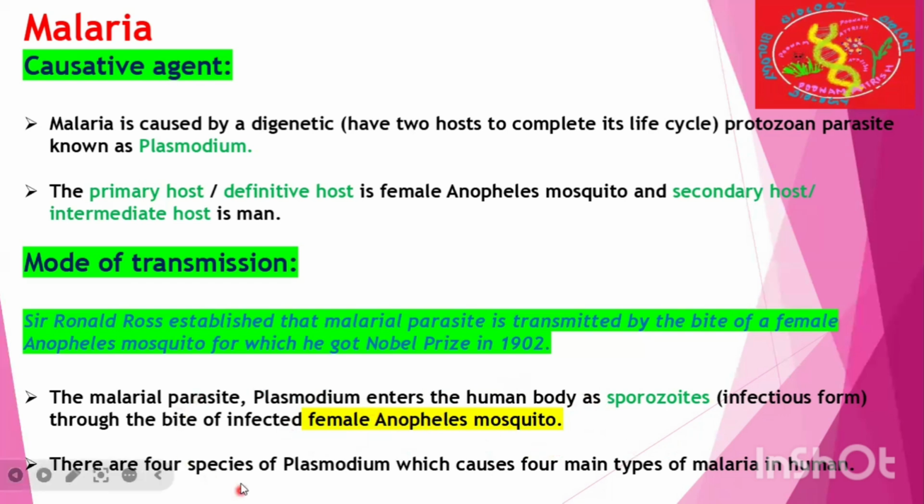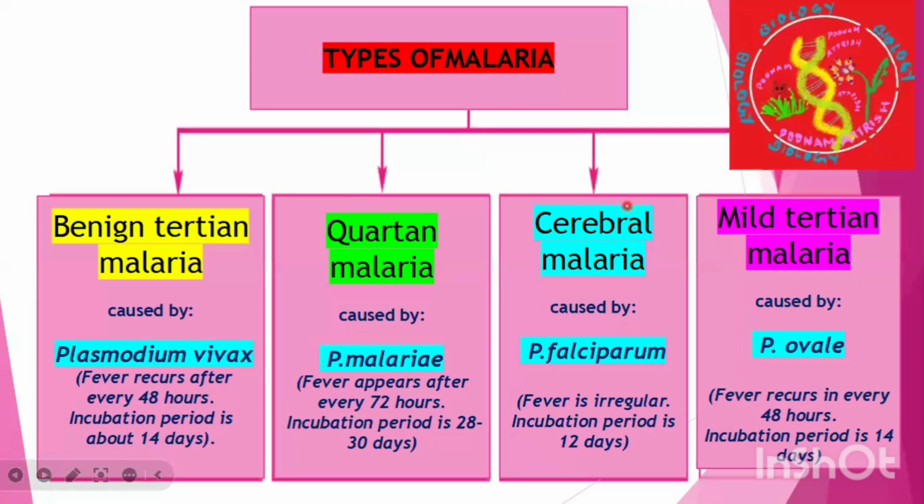Now, there are four species of Plasmodium which causes four main types of malaria in humans. What are they? Let us study one by one. Here you can see types of malaria and their causative agent, or you can say different species of Plasmodium which causes four different types of malaria. Very first is benign tertian malaria. Then you can see quartan malaria. Then cerebral malaria, which is fatal, and mild tertian malaria.